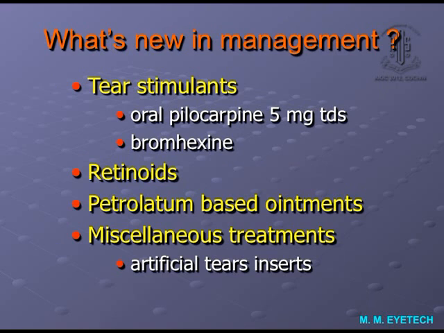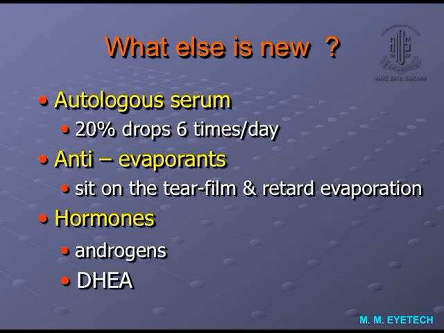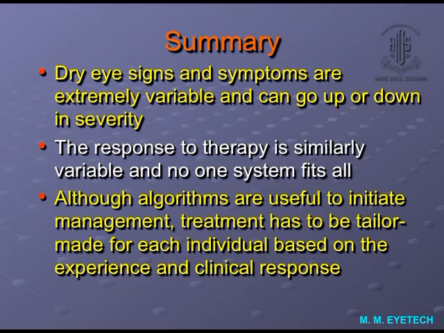What else is happening other than osmoprotection and anti-inflammatories is tear stimulants, oral pilocarpine, bromhexine, the retinoids, petrolatum-based ointments, artificial tears inserts are being looked at. Autologous serum for the patients who are more severely involved, hormone drops, and I'm hoping that in the next couple of years we should have something clinically available. There's already fairly well into the trial phase of these drops.